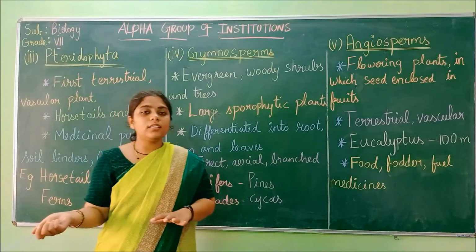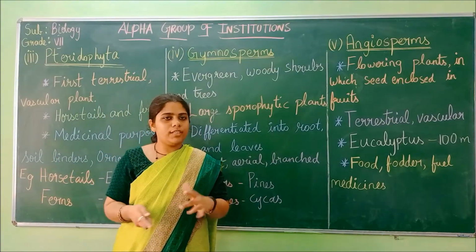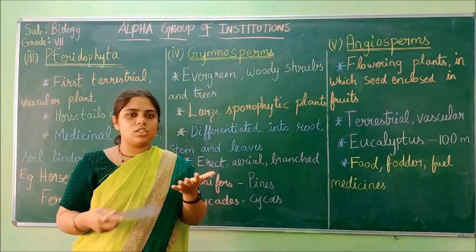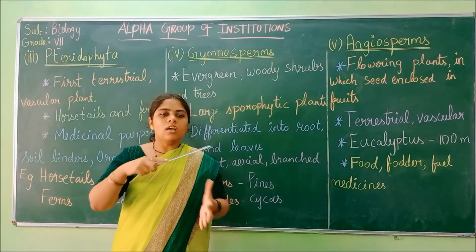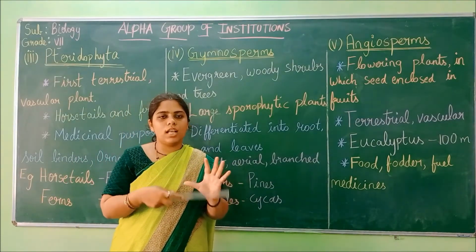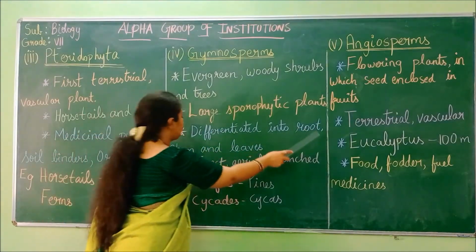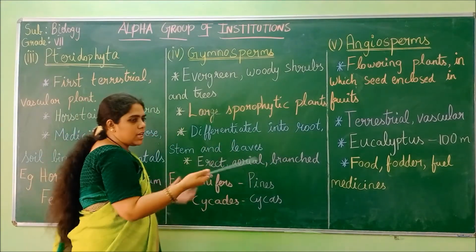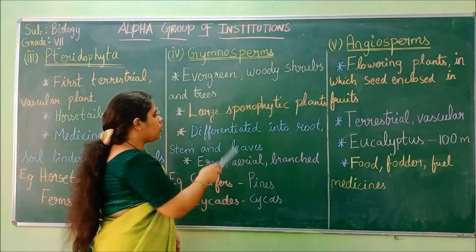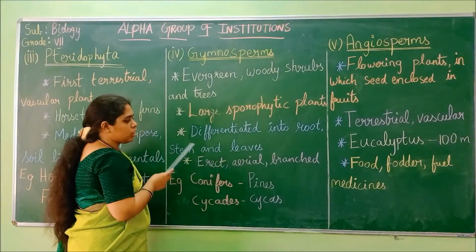But in Bryophyta and Thallophyta, there is no differentiation. It will be as a whole. The whole mass of cells will function. So differentiated into root, stem and leaves. They are getting developed, so that is why they are getting differentiated.